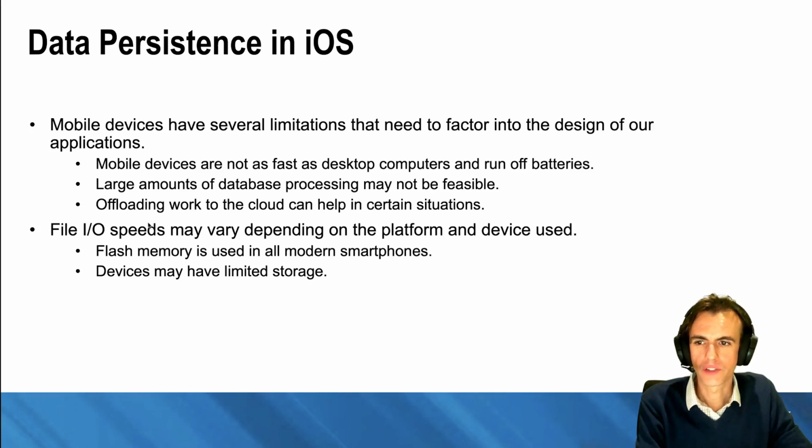The other thing to bear in mind is just that I/O speeds might vary depending on platform and device. Flash memory is now used in modern smartphones, so things are typically fast there. And devices can have limited storage, and the operating system can sometimes reclaim storage. So when you're storing things on the device, there are places where you can store temporary files like cache files and note them as such to iOS, and places that you can store user data, and it may purge things that are in the cache areas first if the device is running low on storage and needs to reclaim storage.